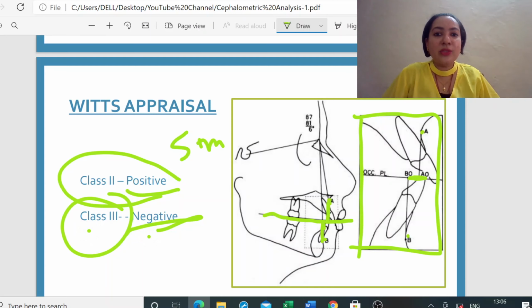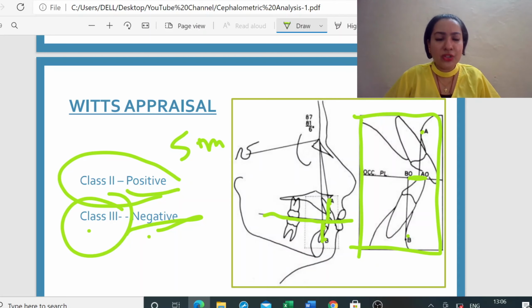So this is what width appraisal is. It helps us to know whether the distance between AO and BO is positive or negative. If it is positive, it means it is a case of class 2. Okay, and if it is negative, it means it is a case of class 3. Simple. Okay, so this is your width appraisal. So yes, we have covered Downs analysis and width appraisal. This will be the first thing which we'll be covering in cephalometric analysis.